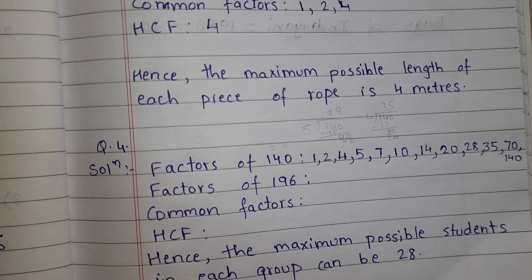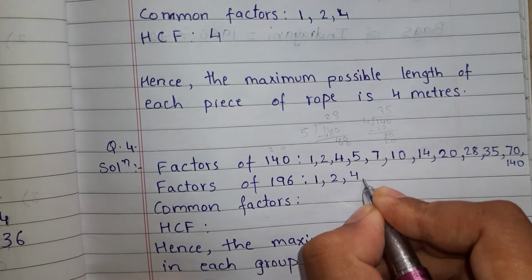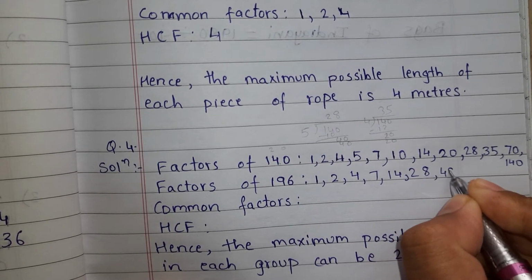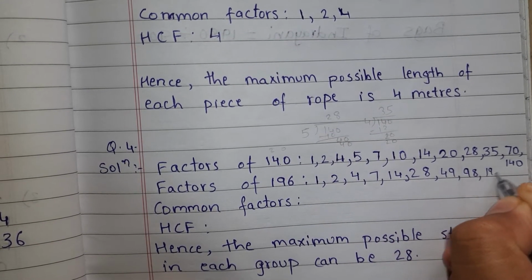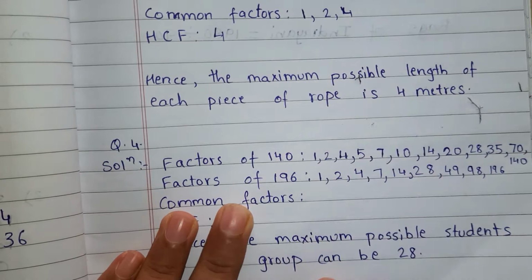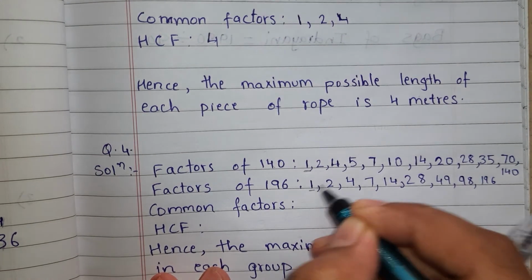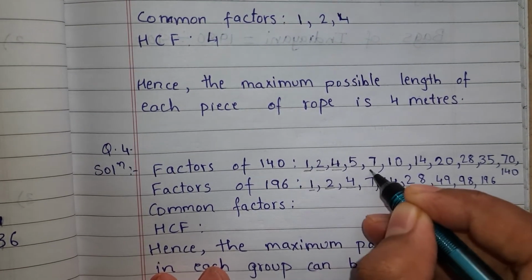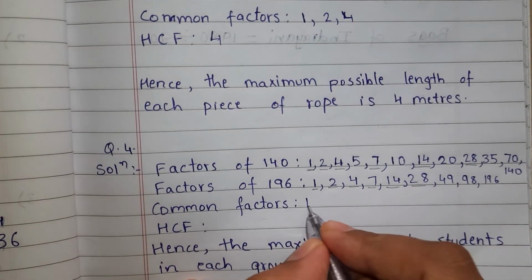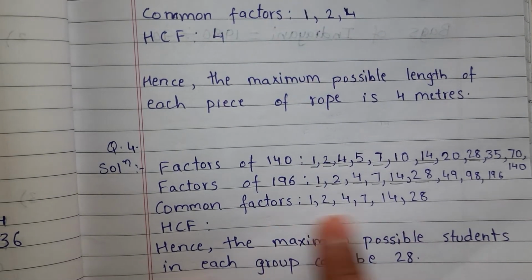Now in the same way we will find the factors of 196. 1 2 4 7 14 28 49 98 and 196. Just drop this rough work. Now find the common factors. So 1 2 4 7 14 28. 1 2 4 7 14 28. These are the common factors.